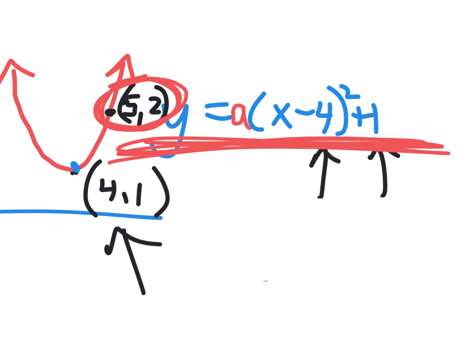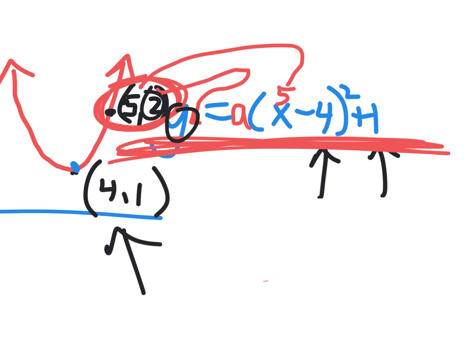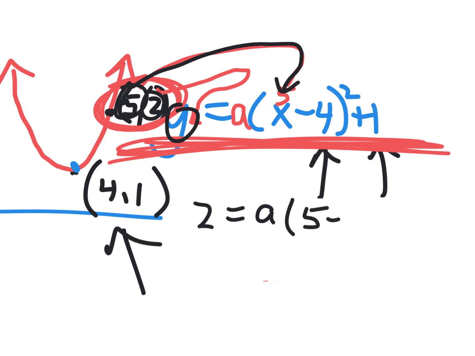Do you put, like, x is 5, so you put that for x? X is 5, you put that there. And then 2 for y. Y is 2, so you put that there. I'm going to rewrite it now, because that just became a 2. Because why? Because that's the y value. So 2 equals A, parentheses, and the x of it was 5, and that went there. 5 minus 4, parentheses squared, plus 1.